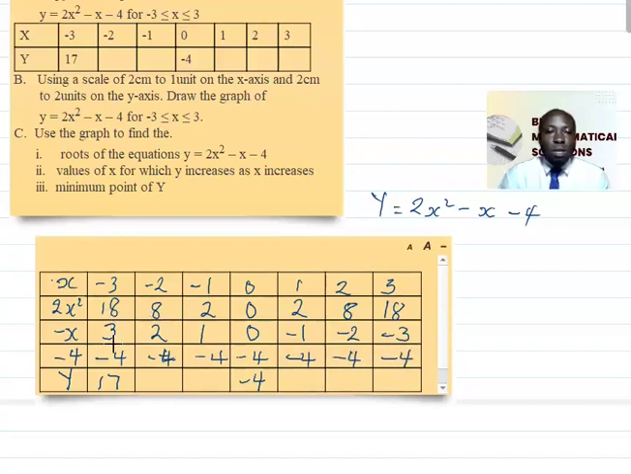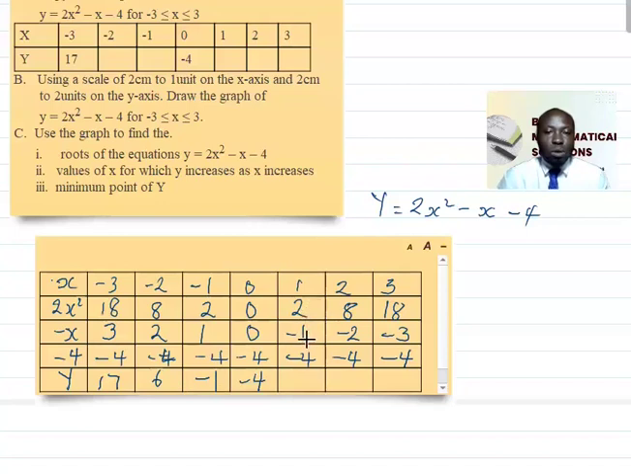So everything that we have here, when we add it together, it must give us this value. Let us begin. 18 plus 3, that's 21. 21 minus 4, that's 17. That's very correct. 8 plus 2, that's 10. 10 minus 4, that will give us 6. 2 plus 1, that's 3. 3 minus 4, that's minus 1. 0 plus 0 and minus 4, we have minus 4.